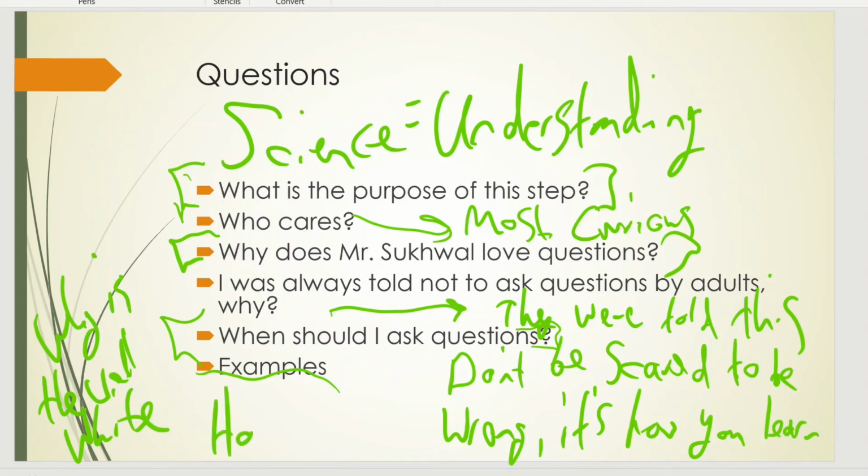So, an example of this would be, why is the wall white? Or maybe how does a starfish grow back its leg? That's a question. So then you go and investigate.